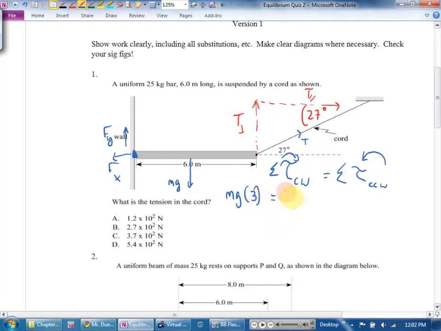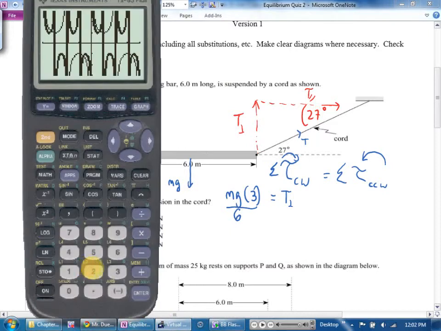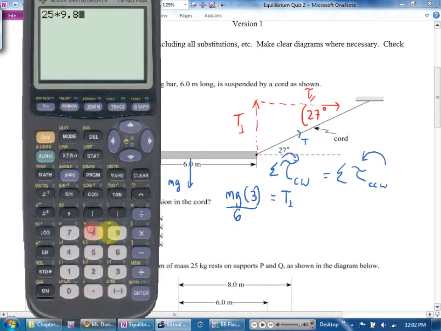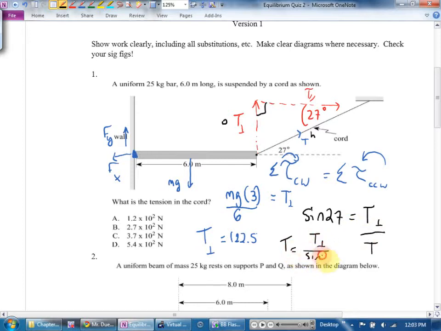And then it's going to be tension perpendicular times its distance from the pivot, and in the interest of saving time, I'll divide by 6 right now. And I get tension perpendicular equals 25 times 9.8 times 3 divided by 6, 122.5. Well, I should have been able to do that in my head. Tension perpendicular equals 122.5. Then I would look at this triangle here and I would say opposite over hypotenuse, sine of 27 equals tension perpendicular divided by tension. Tension equals tension perpendicular divided by the sine of 27.